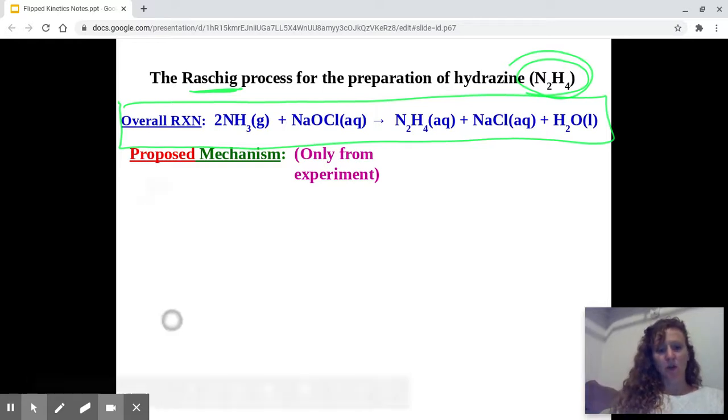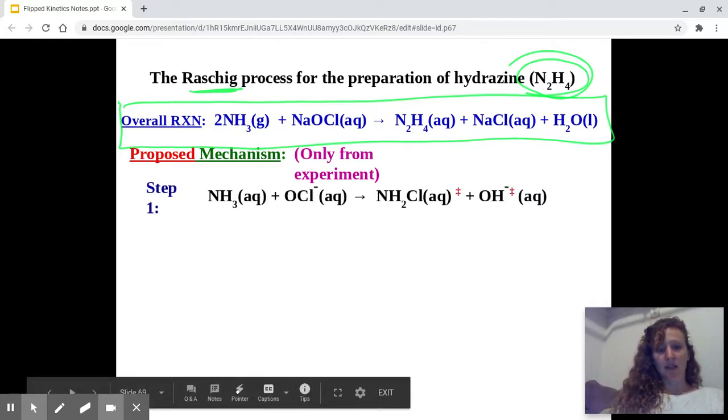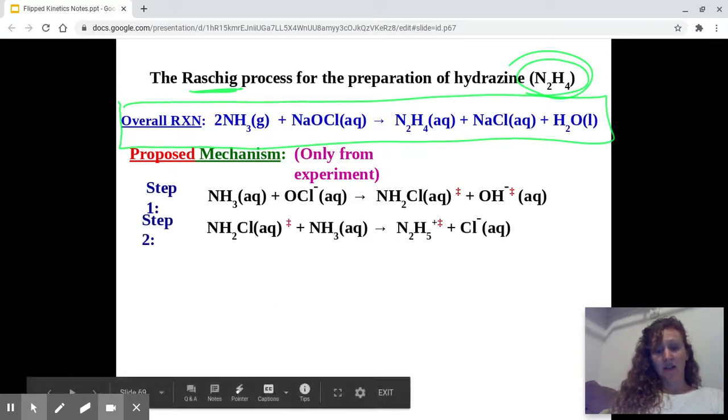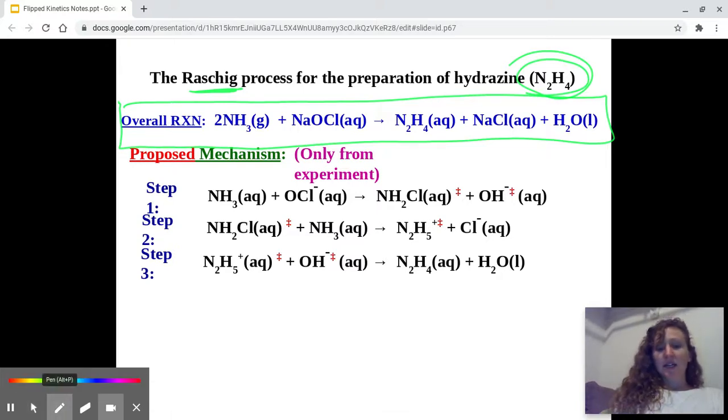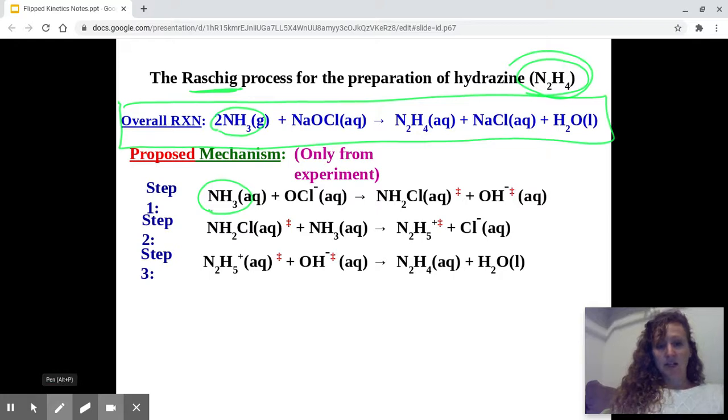So let me show you what a mechanism looks like. First of all, it's going to occur in a couple different steps. Notice this one occurs in 3 steps. Second of all, notice there's some intermediates in here, right? Okay, so NH3 exists in the beginning. It shows up in 2 of our steps.